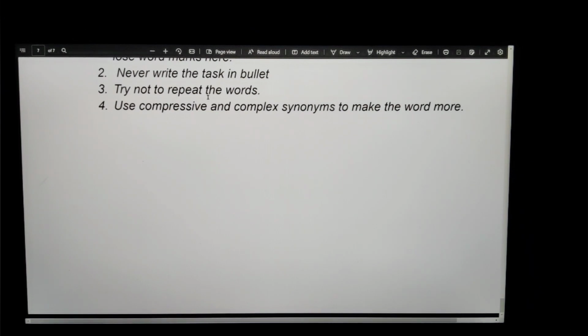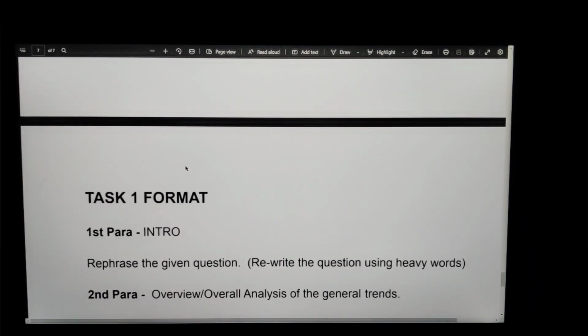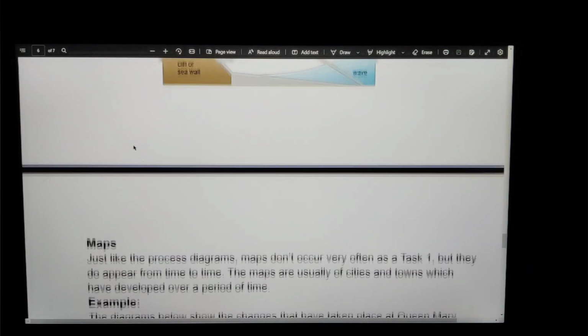And the fourth and final tip: use comprehensive and complex synonyms to make the words more heavy. So these were the common tips and tricks, the basic tricks we should follow while writing our task.